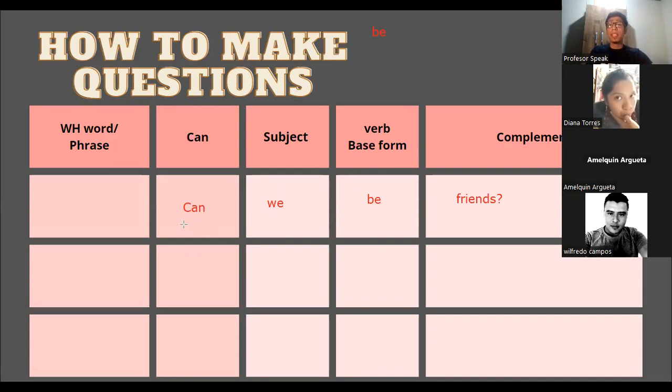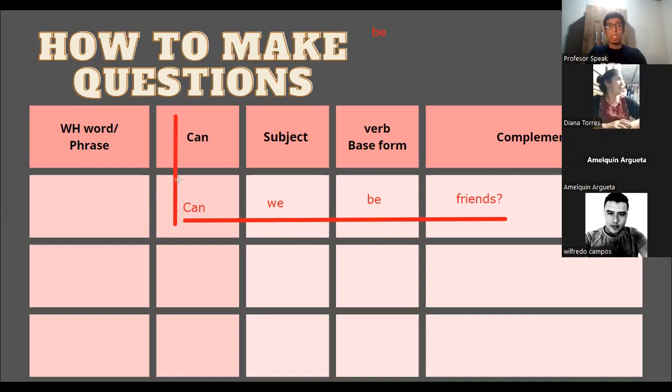Okay. Remember that a closed question is a yes-no question, okay? Because you give an answer, yes or no. That is a closed question. I don't need more information. But with an open question, I need more information. So this is a closed question because you can say, yes, we can, or no, we can't. For yes-no questions, guys, we use only this: can, subject, verb in base form, and complement. That is for yes-no questions. Can we be friends? Yes, we can. No, we can't.